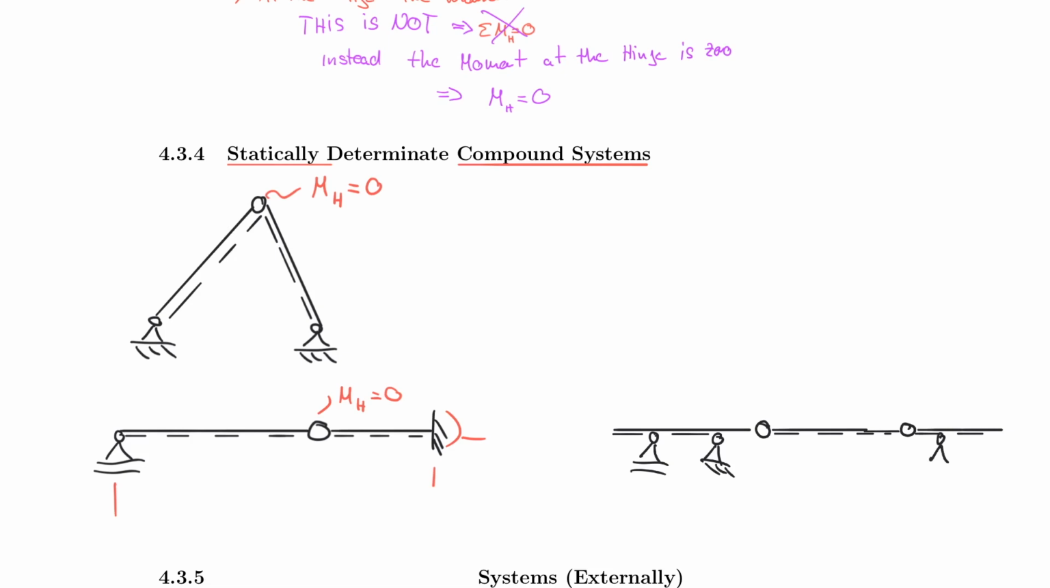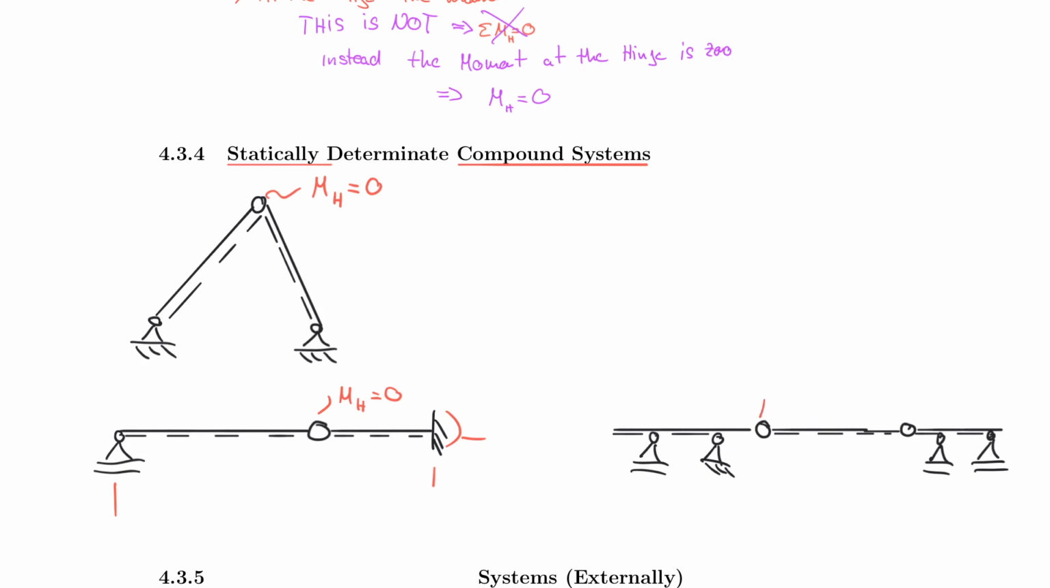And then I have a support reaction here and a support reaction here. And this now is a way more complicated system, but you can see that you can still solve it because you have two unknowns to the right side of this hinge and two unknowns to the right side of that hinge. And why is that important?